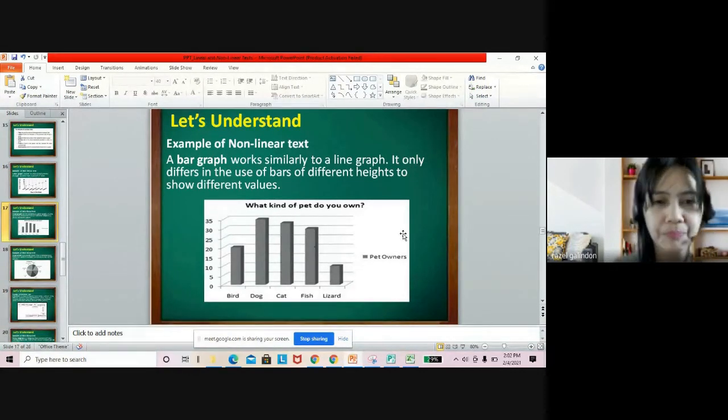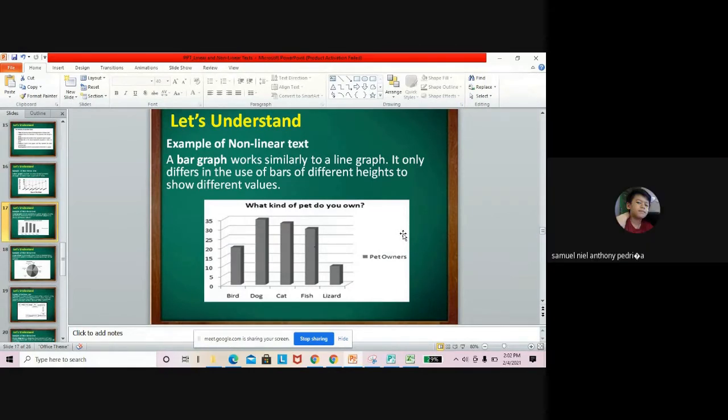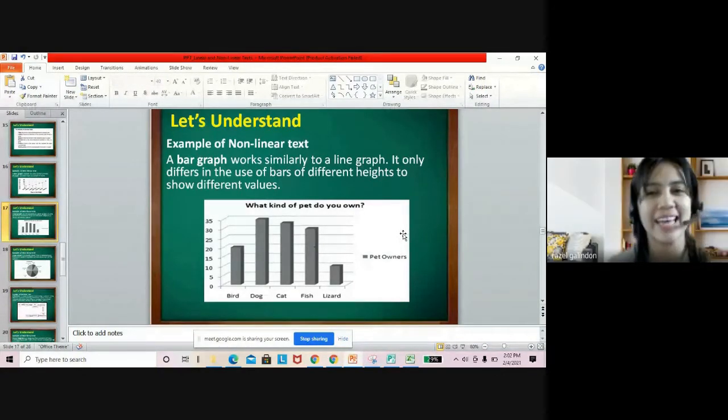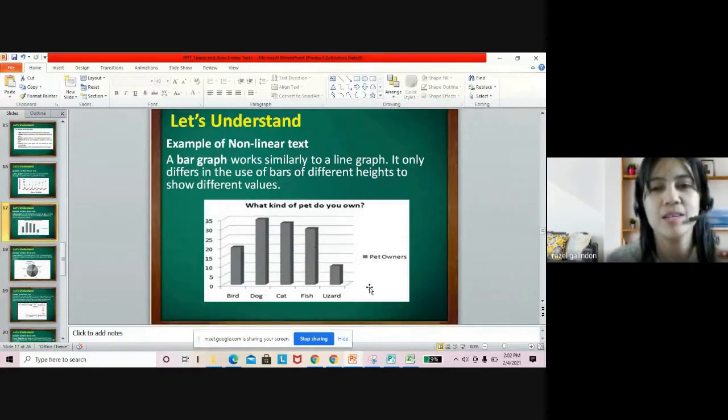How about how many pet owners love to have a bird as their pet? 19. Okay, 19 is correct. Yes, look at the top part of the bar here. It is not exactly aligned on number 20, so there is a little space before 20. That is 19. Okay, very good.